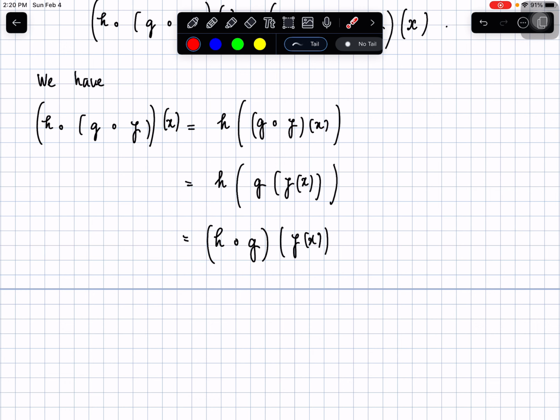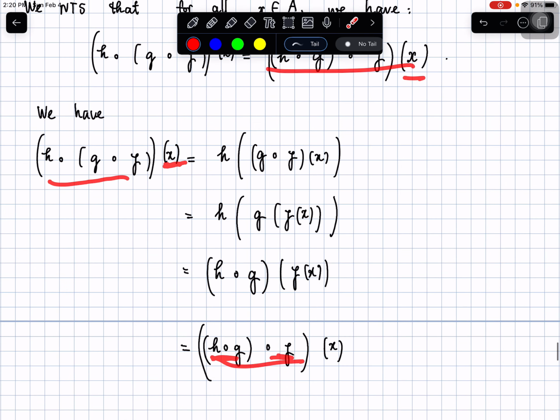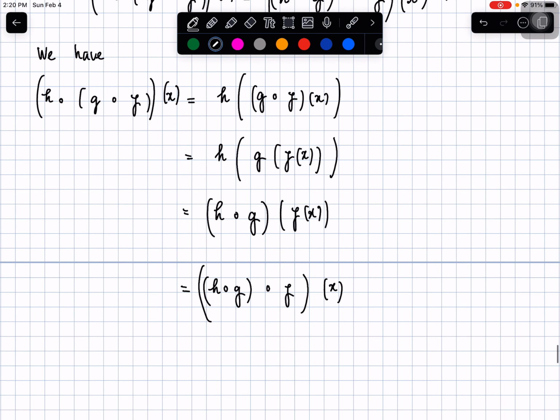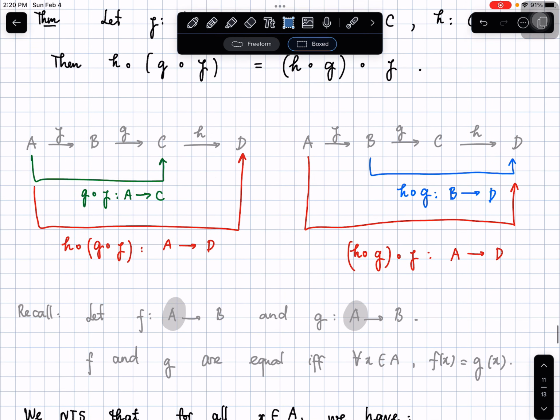And what next? So now we have h∘g is a function of f of x. So by definition, composition is a composition of this one with this one: h∘g∘f of x. Okay, and this is exactly the right hand side, h∘g∘f of x. So these two are equal for all values x in A. And therefore we prove the equality. The two functions must be equal.